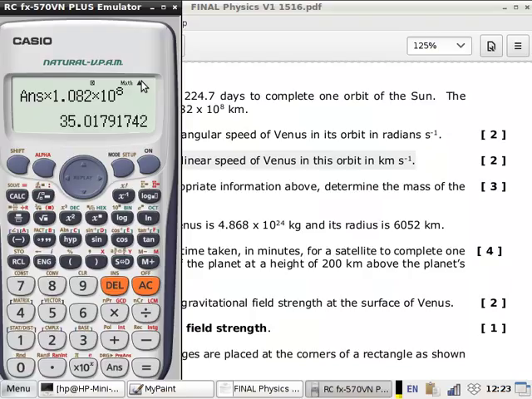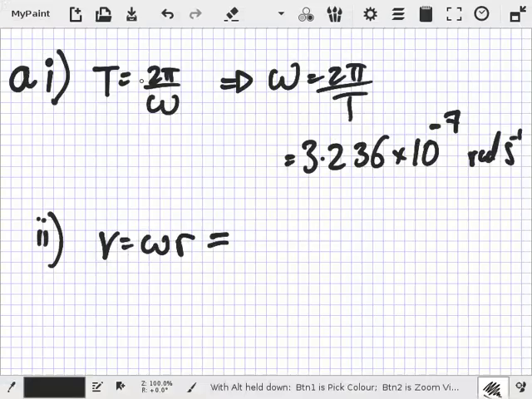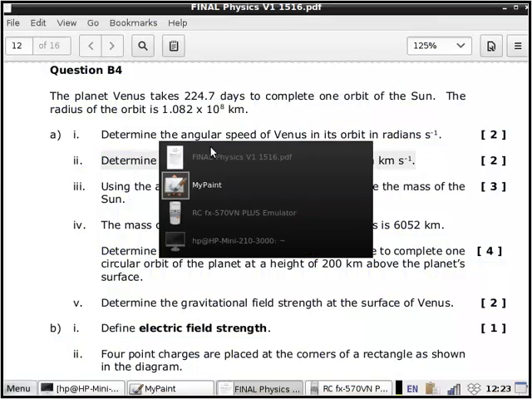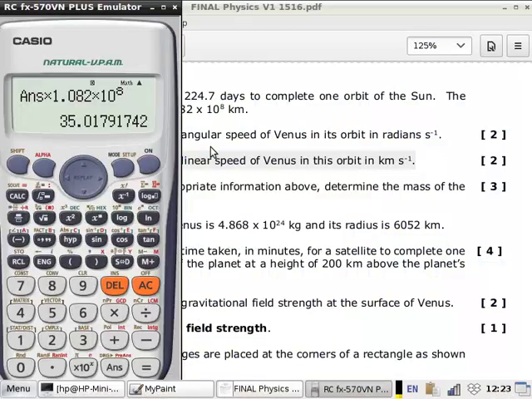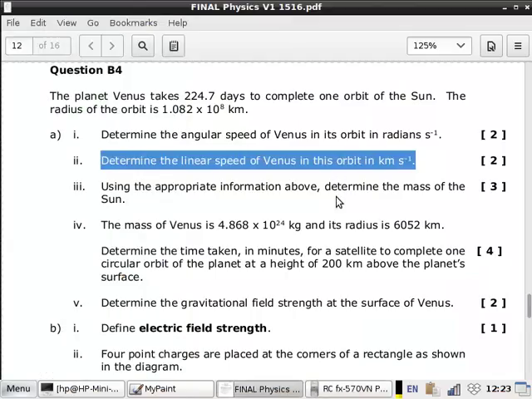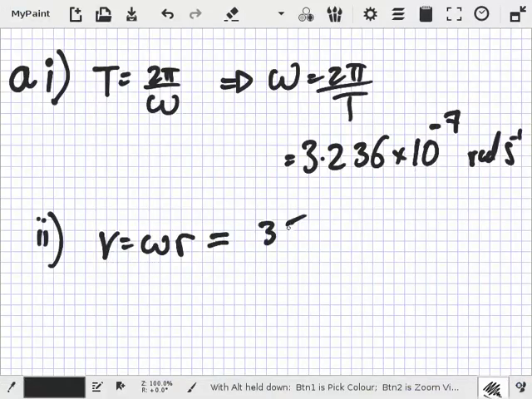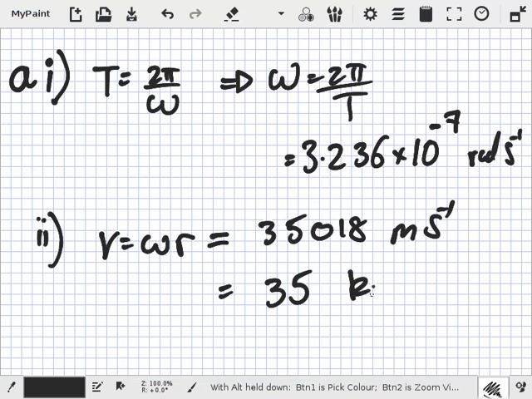Wait, kilometers. Oh yeah, because one is seconds and one is... actually, hang on, let me just think about this. Hold on. Right, so in meters per second it's this. 35018 meters per second, which is 35 kilometers per second.